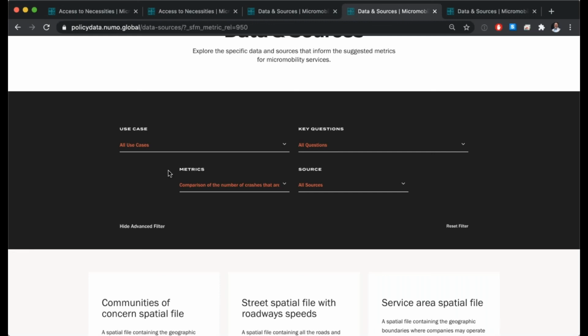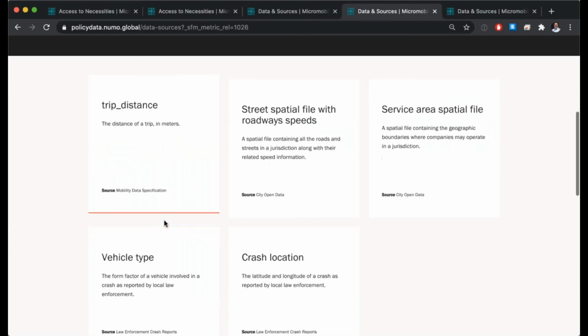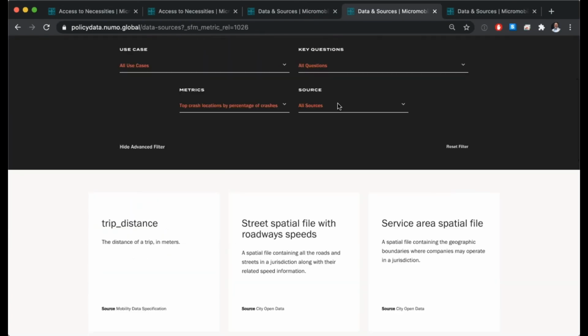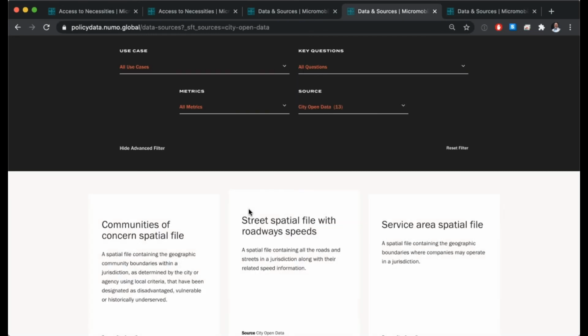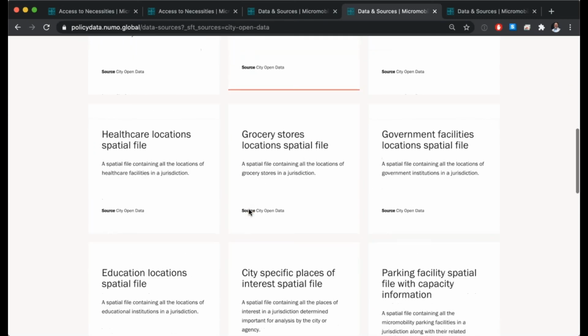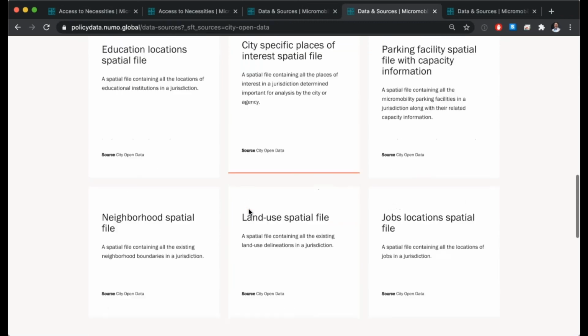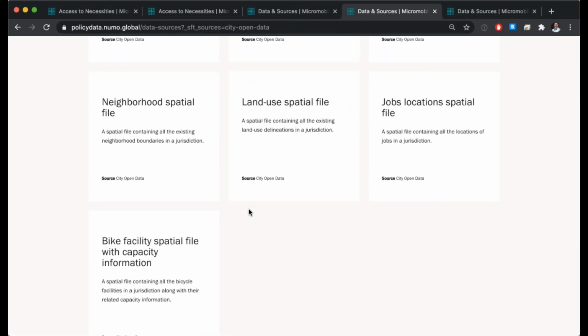And then lastly, you can look at all of the different metrics as well. So if you know what you're looking for, you can come right in and take a look directly at this metric and click on it, and it will bring up the necessary data. And then last but certainly not least, you can also sort. I have to go back to all metrics here. You can sort by, say, what are all the different use cases that come from using city open data? And so you can see all the different pieces here that come from that particular source. That is, I think, the tool in a snapshot.